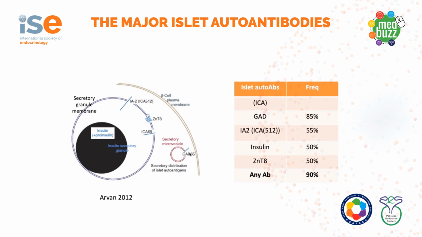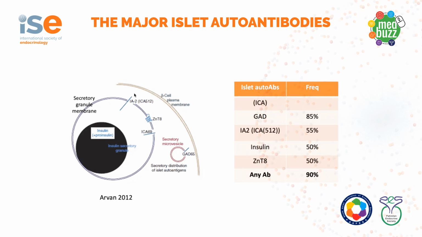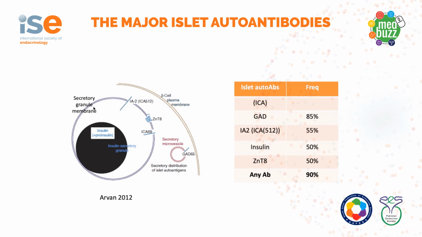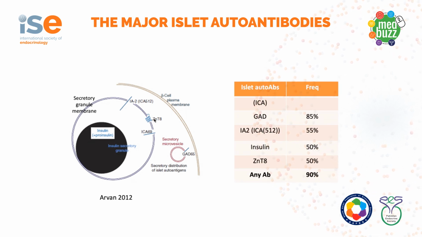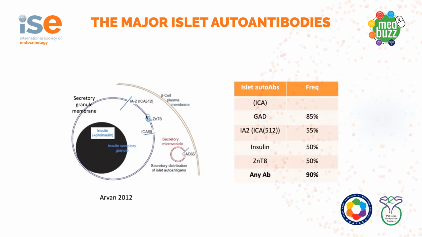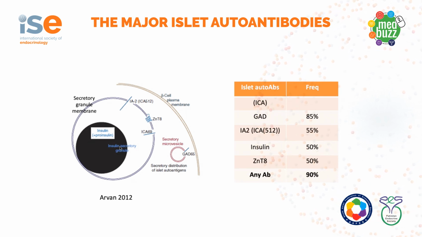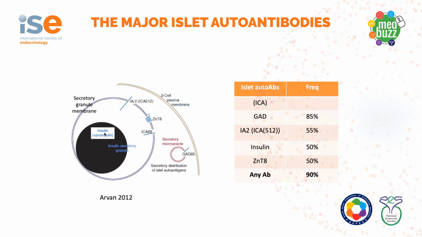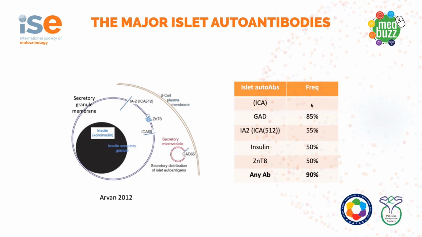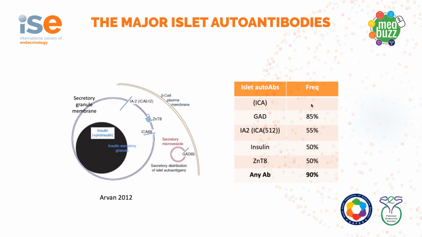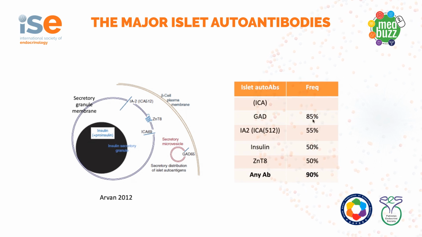And the GAD protein, GAD65, which you may have heard of, is a protein within the secretory microvesicle of the beta cell. The IA2, or protein tyrosine phosphatase, is the longer name of it, is a protein within the secretory granule membrane. The zinc transporter 8, another protein you may have heard of, is also in the secretory granule membrane. And then the fourth antibody that we normally measure is insulin, the insulin antibody, which of course you recognize is to insulin.